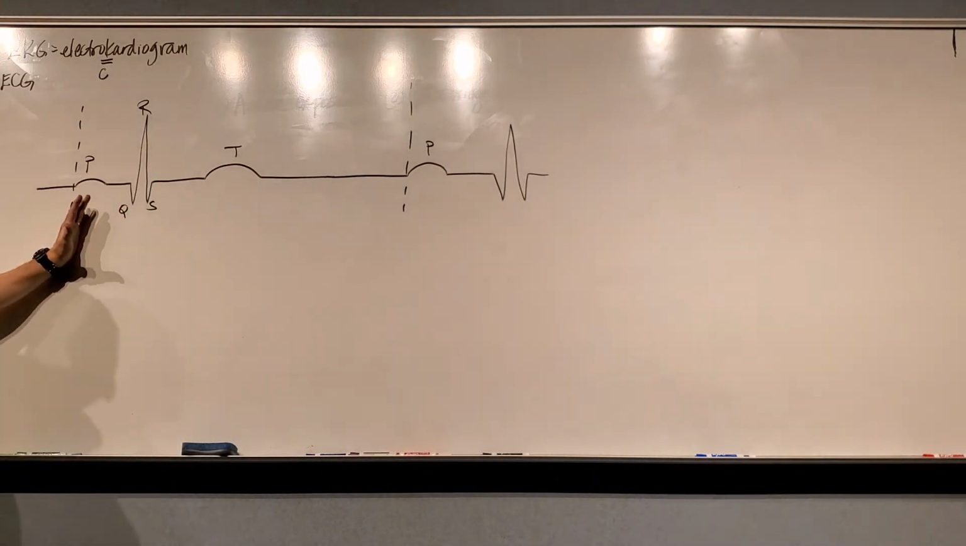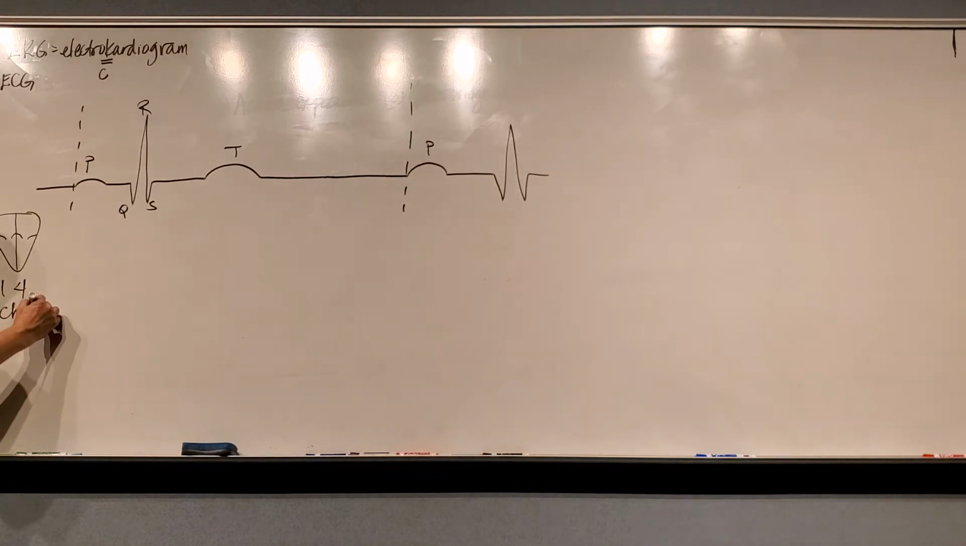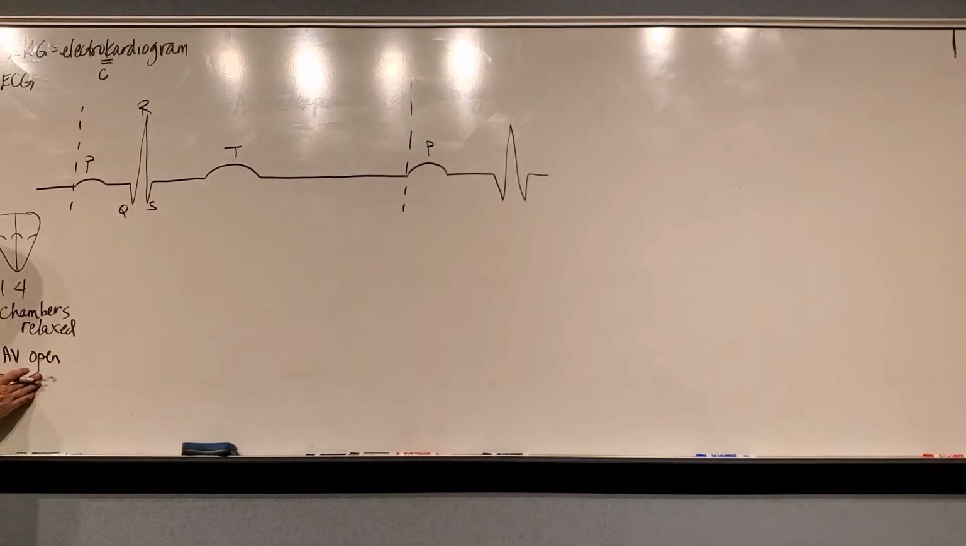Prior to the P wave, all 4 chambers of the heart are relaxed and the AV valves are open. So I can write this out: all 4 chambers relaxed, or we could say they are in diastole, and the AV valves are open, the semilunar valves are closed. I'm going to abbreviate the atrioventricular valves as AV, and the semilunar valves as SL. As you know, the AV valves are the tricuspid and the bicuspid valve.